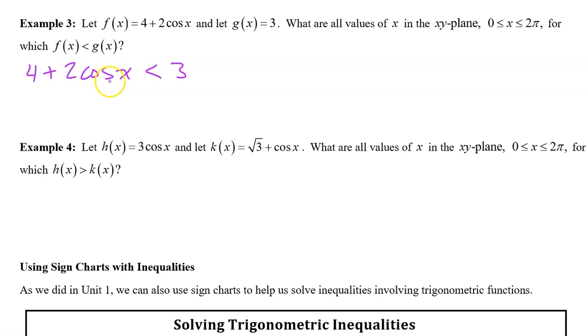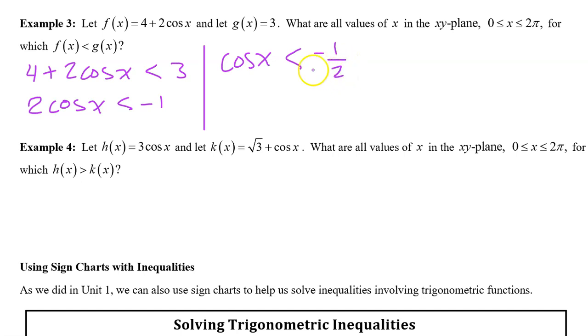Let's start by isolating cosine x algebraically. Subtracting 4 from both sides gives us 2 cosine x is less than negative 1. Dividing both sides by 2 gives us cosine x is less than negative 1/2.